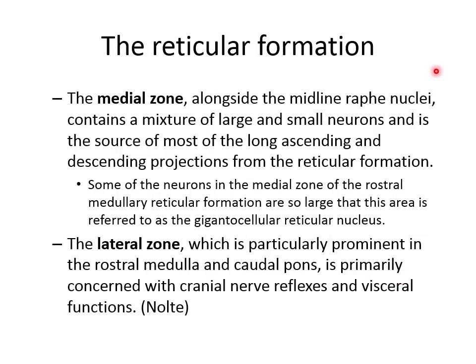The medial zone, alongside the midline, contains the raphe nuclei. They contain a mixture of large and small neurons, and it's the source of many long ascending and descending projections from the reticular formation. Some of the neurons in the medial zone of the reticular formation are so large that this area is referred to as the gigantocellular reticular nucleus. The lateral zone, which is particularly prominent in the rostral medulla and caudal pons, is primarily concerned with cranial nerve reflexes and visceral functions.